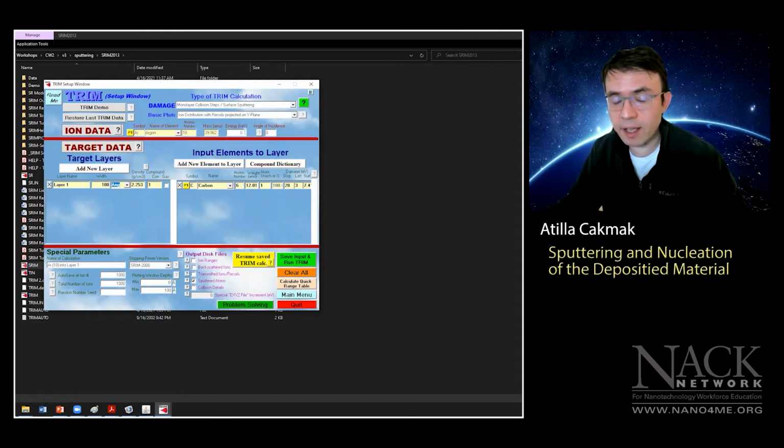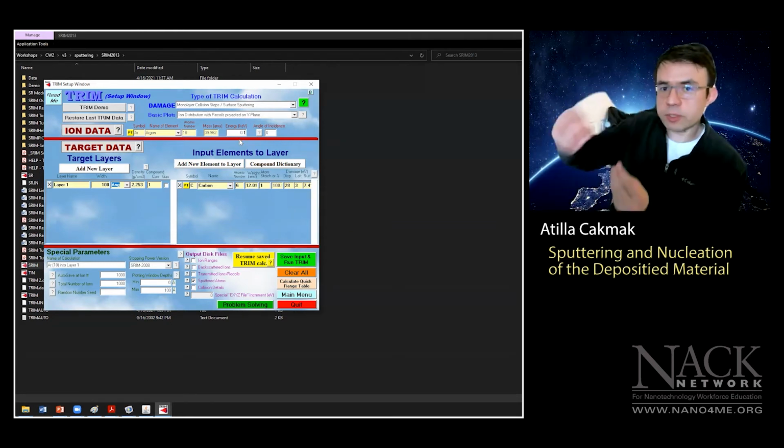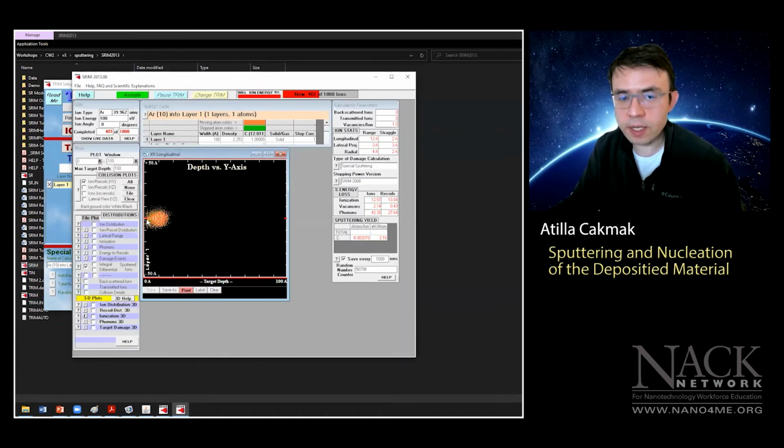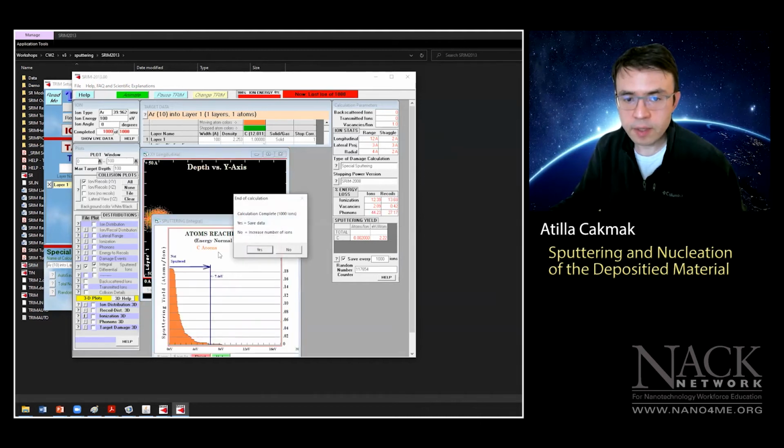So I need to give the ions some smaller energy, because that roller coaster, that's the energy here, will give us enough energy to do this sputtering. And I'm just giving 100 electron volts. So you see, I still have some ion implantation, but I'm also doing some sputtering. Let's look at the numbers.